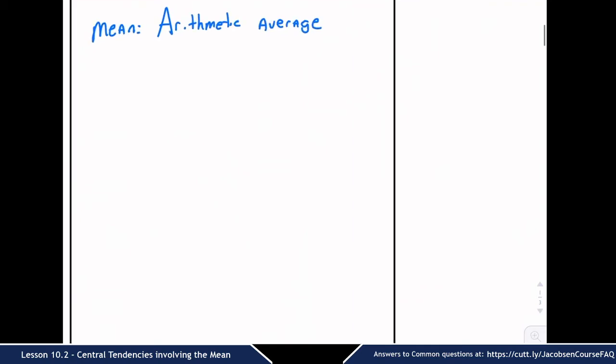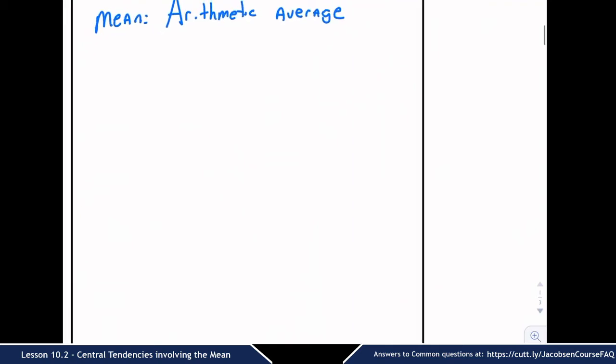To begin, the mean of a set of data is known as the arithmetic average of our data. And the reason why it's referred to as the arithmetic average is because the mean, unlike the median, involves the physical numbers of each of our terms, and is therefore using them to find the sum of those terms and then to divide it by the total number of terms, which allows us to find its arithmetic average.